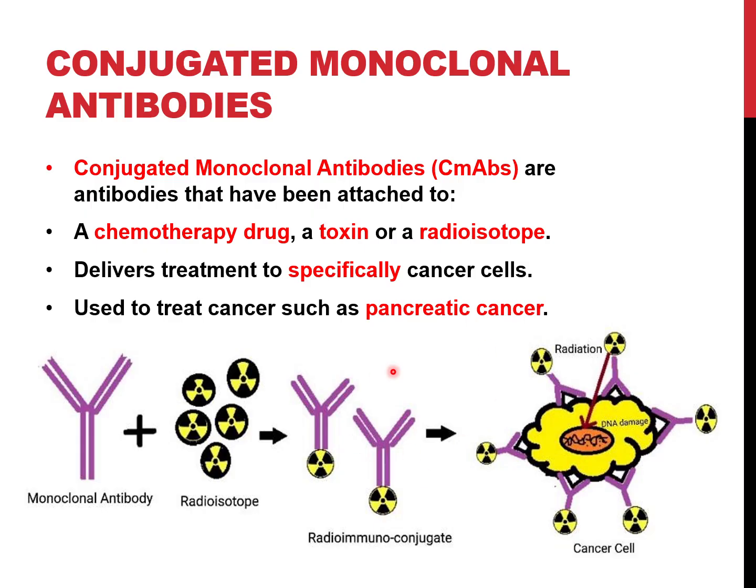All right. So things like radiation therapy can use monoclonal antibodies. Stuff like pancreatic cancer, where it's really deep, it's really difficult to remove, and it can metastasize easily. Those are the ones they use it for.